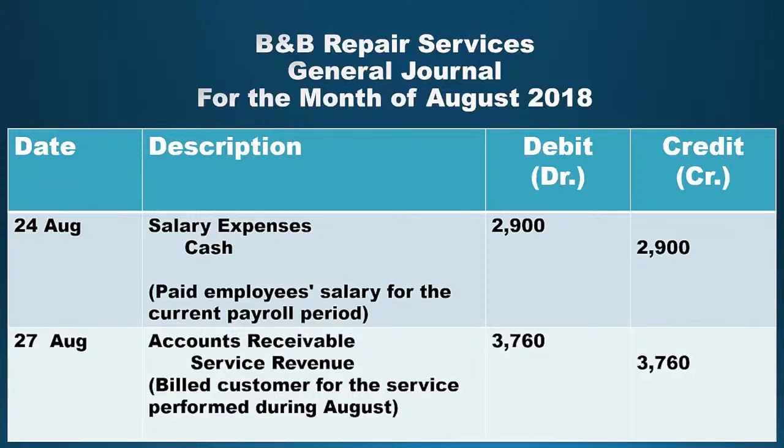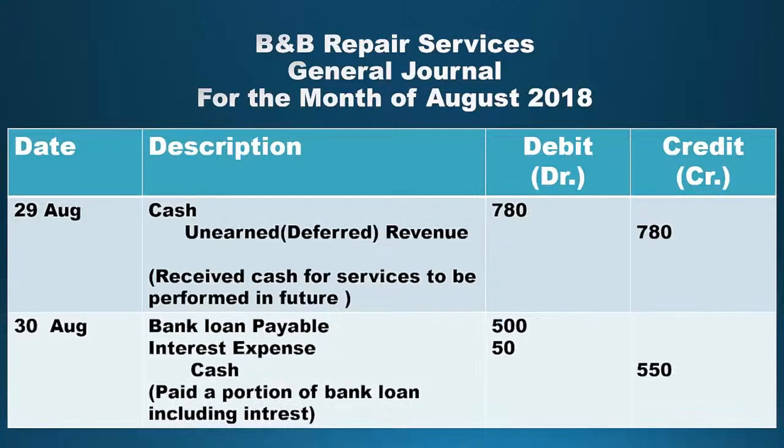To record this, we debit accounts receivable for $3,760 to reflect the money owed to the company. Credit service revenue for $3,760 to record the income earned. The narrative for this entry is billed customers for repair services performed during August.